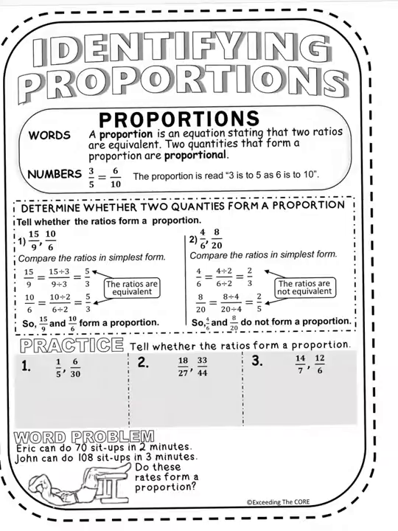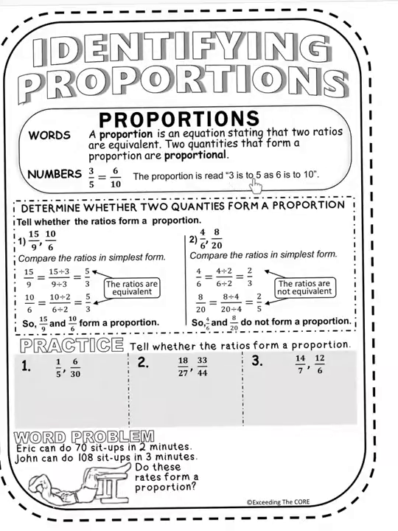A proportion is an equation stating that two ratios are equivalent. Two quantities that form a proportion are proportional. For example, if we look at the fraction 3/5 equals 6/10, if we simplify 3/5, it does equal 6/10. The proportion is read 3:5 as 6:10.